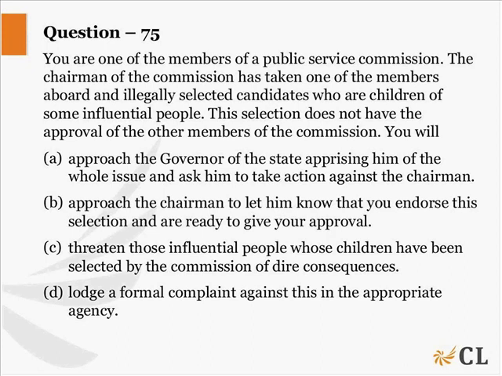Please pay attention, you are talking about 75, right? What did you have? You are one of the members of the Public Service Commission. The chairman of the commission has taken one of the members abroad and illegally selected candidates who are children of some influential people. This selection does not have the approval of other members of the commission. What will you do? Option A: approach the governor of the state apprising of the whole issue and ask him to take action against the chairman. Now, in a leadership position, Ashok, there is always something called proactiveness. What do you do on your own? Approaching the governor is correct. I'm not saying it is wrong.